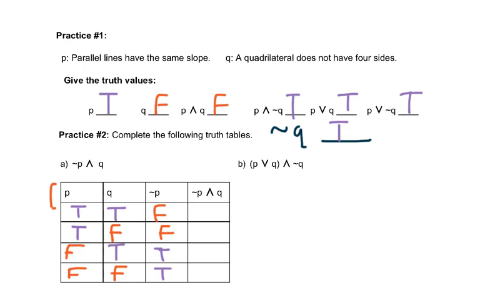Now we want not P and Q. So we need both of our not P column and our Q column. We want them both to be true. So our first one, we have this not P as false, so that's not going to be true. Then we have both of them as false, so that's not going to be true. Then we have two trues. And then the last one, our Q is false. So I want you to pause the video here and try our next example, our B.